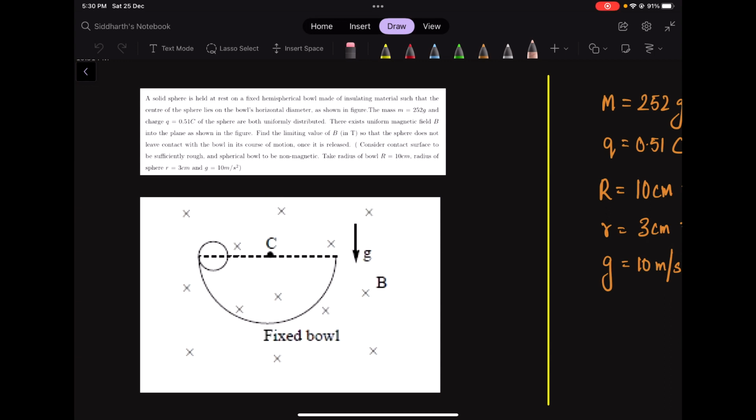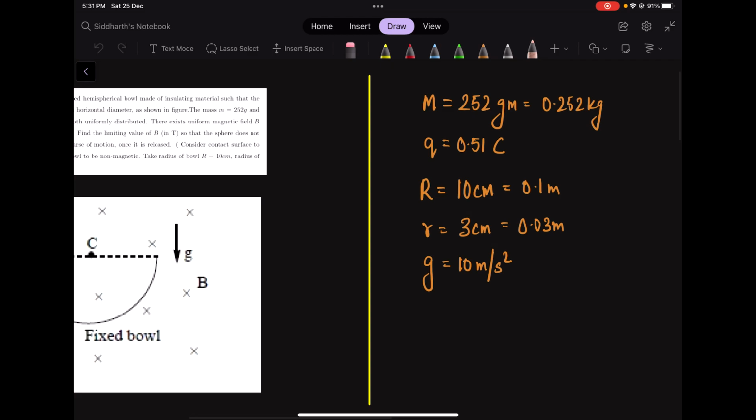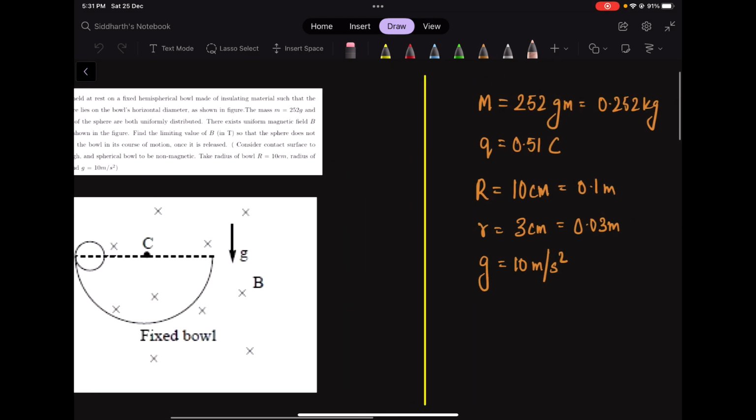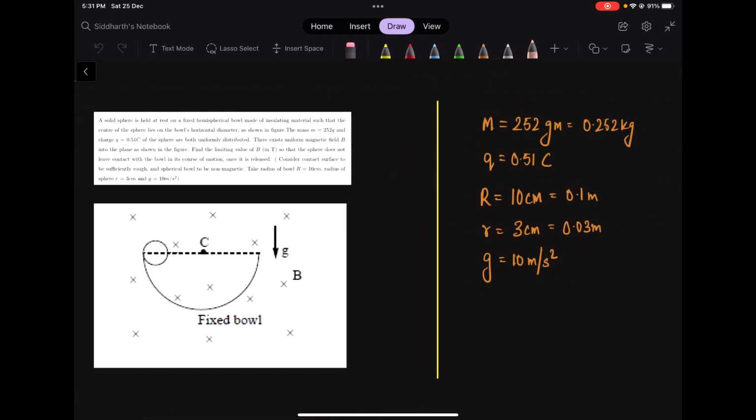We have also been given capital R of the bowl as 10 centimeter and radius of the sphere small r as 3 centimeter and g is 10 meter per second square. So the data in the question is mass of the sphere is 252 grams, that's 0.252 kg. The charge is 0.51 coulombs. The radius of the hemisphere capital R is 0.1 meter. The radius of the sphere small r is 0.03 meters and g is 10 meter per second square. So try it out and I will give you the solution.